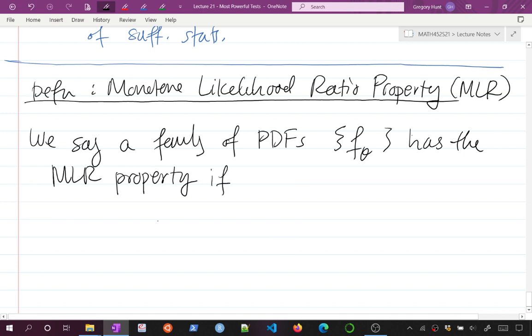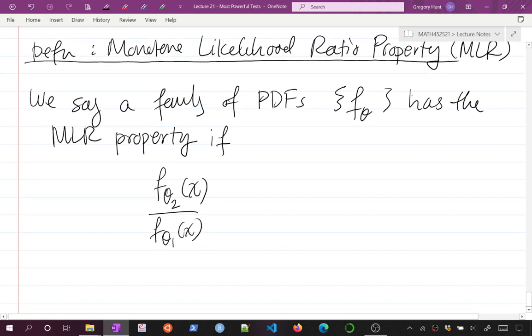if I look at F theta 2 of x divided by F theta 1 of x, where theta 2 is going to be bigger than theta 1. So this family of PDFs is indexed by some parameter theta, and I'm going to pick some parameters theta 1 and theta 2 where theta 2 is larger.